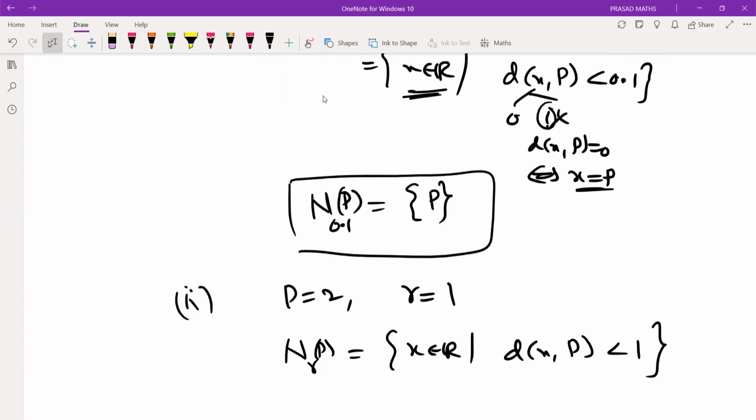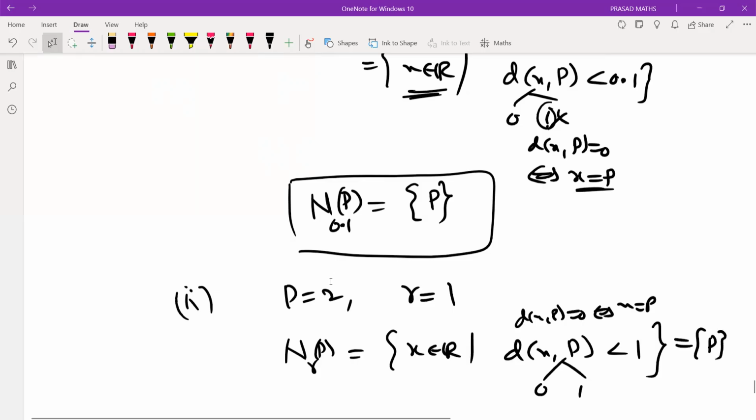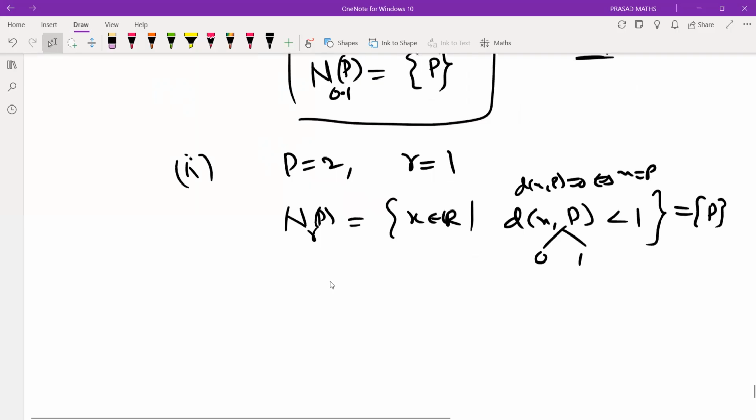R means 1. The distance is either 0 or 1, but 1 cannot be possible because 1 cannot be less than 1. The only possibility is that the distance between x and P is 0. That means x equals P, so your neighborhood is only the singleton {P}. This is also a bounded set, because a singleton set is always bounded.